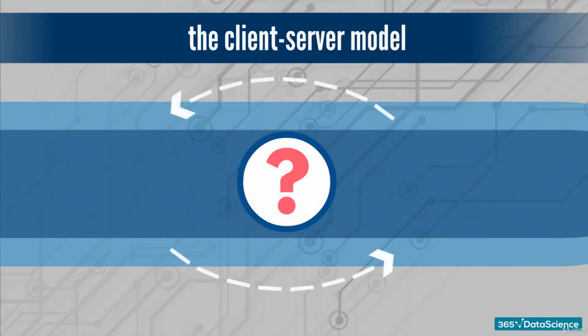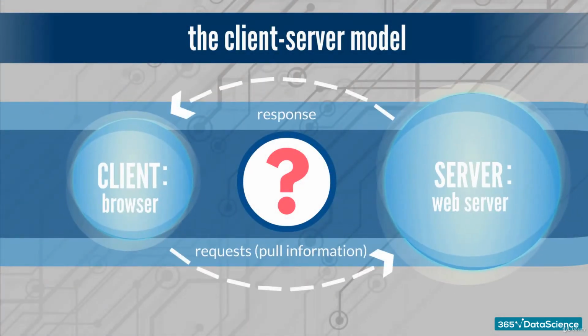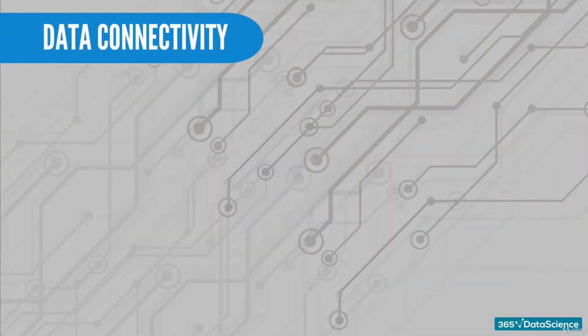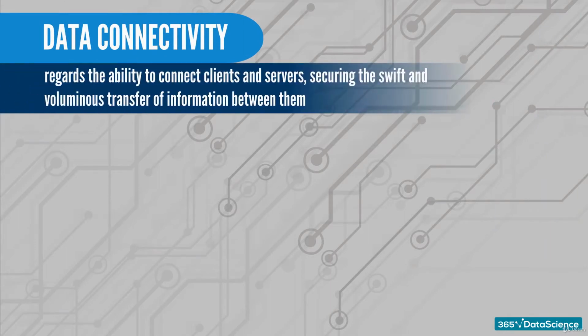Having clarified what data, servers, clients, requests, and responses mean, we can move on to explore other terms that will shed even more light on data connectivity. Developing and maintaining data connectivity is one of the most important things of all. It regards the ability to connect clients and servers, securing the swift and voluminous transfer of information between them. This is not a new subject. Today, unprecedented amounts of data are being sent from servers to clients and vice versa. And if it wasn't for data connectivity, this wouldn't have been possible.